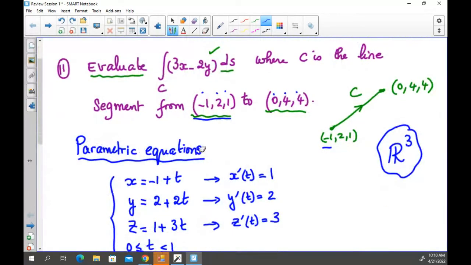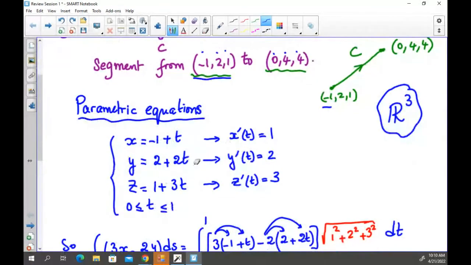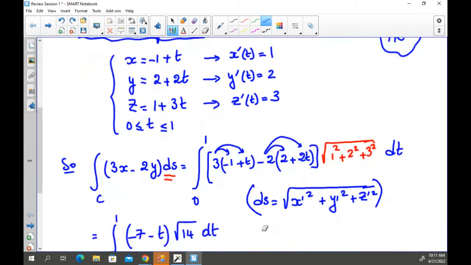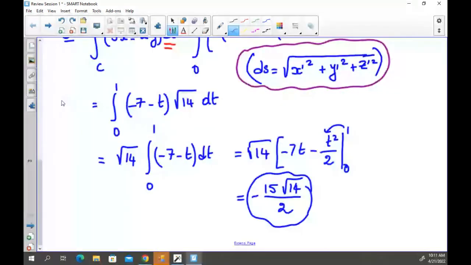So first, you need to find the parametric equations. That's always the first step. If they are not given to you, you need to find them. And then you substitute into the integral the x, the y, and the ds, use the formula. If it is dx, also there is a formula for dx, and there is a formula for dy, etc. So you need to know how to do this. Can we move on to the next question?